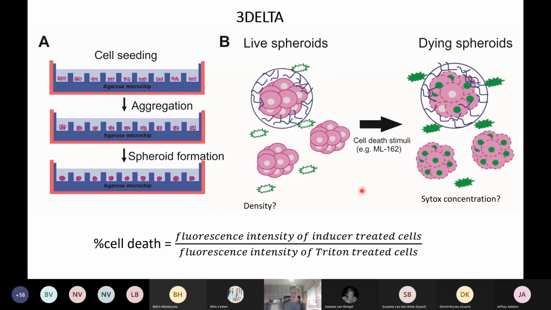Of course, several optimization steps need to be performed for this assay, such as the optimization of the optimal spheroid density per well, the optimization of the Cytox concentration, and also the timing and the concentration of Triton X100 to see if all cells could be permeabilized in the spheroid.